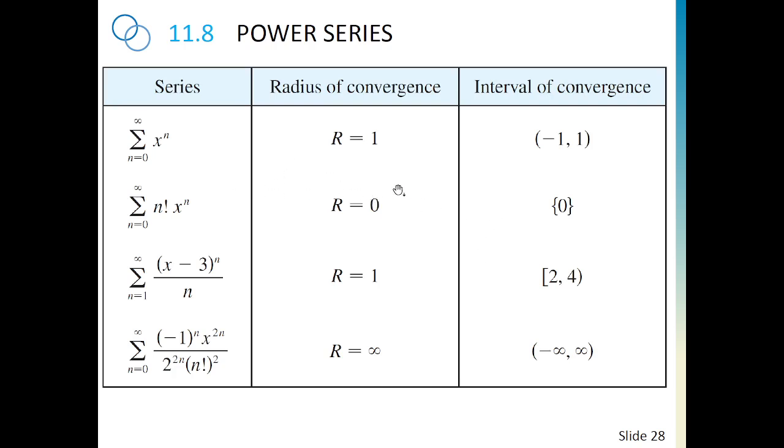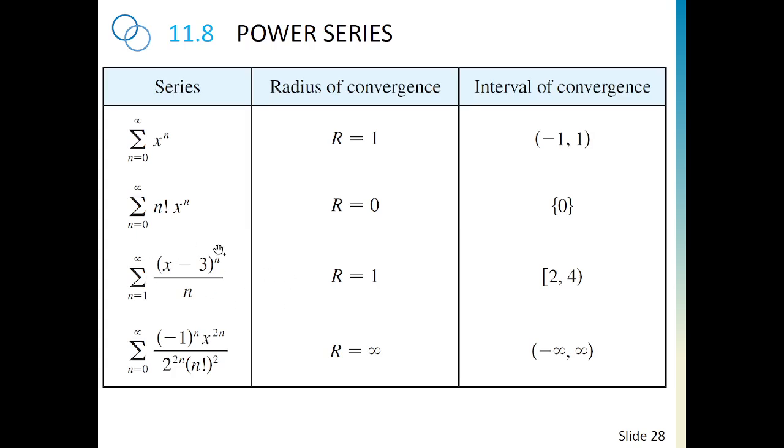So just to summarize a little bit, we had this geometric series, which is also a power series, and we realized that the radius of convergence was 1 and the interval was (-1, 1). In this case, we realized that the radius of convergence is 0 because the series was convergent only for x equals 0. So the interval is actually just one number, and the radius is 0 by convention.